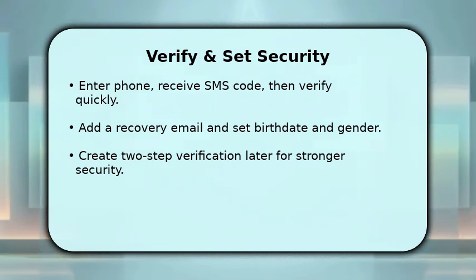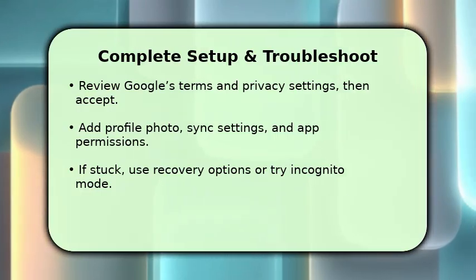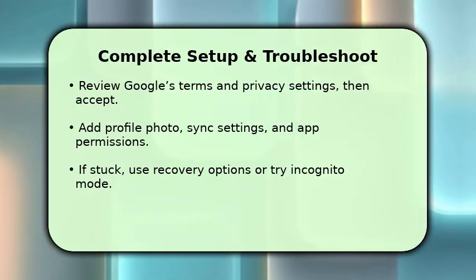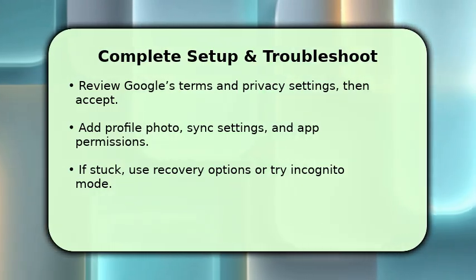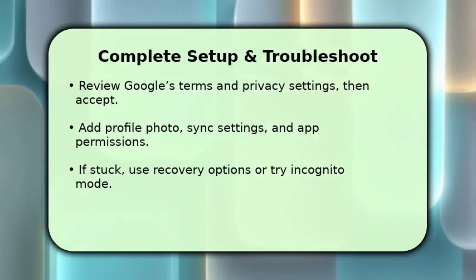Finish by reviewing Google's terms and privacy settings, then accept to create your account. You can later adjust privacy controls under My Account. Add a profile photo and choose whether to sync contacts, calendars, and Chrome data across devices for convenience. Grant app permissions as needed.